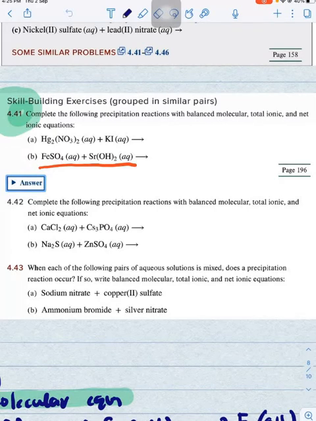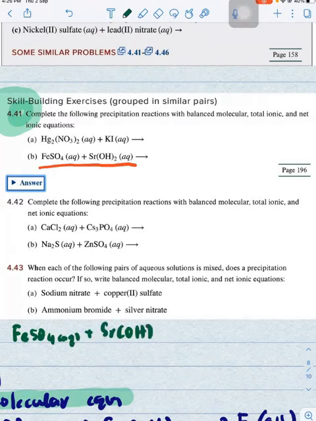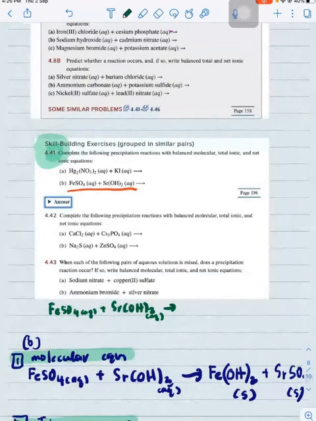Okay. Got the answer already? Dah. Okay. So let's discuss this together. So kita tengok kat sini. Kita ada FeSO4 aqueous reacted with strontium hydroxide aqueous juga to produce, okay, produce apa kat sini? What is the products? Ferrum hydroxide. Strontium sulfate.